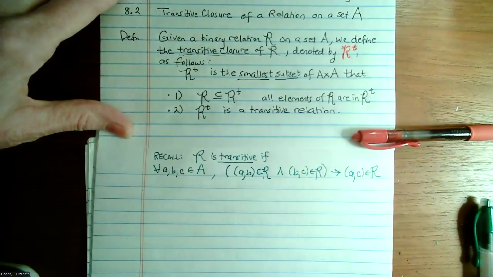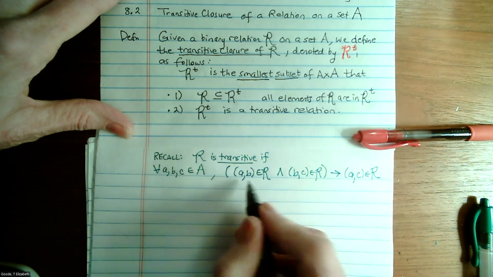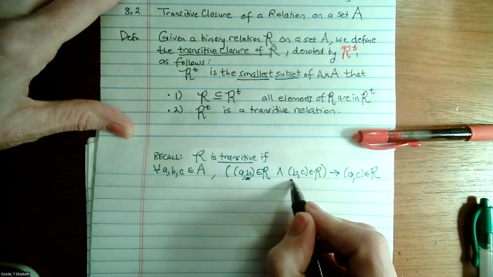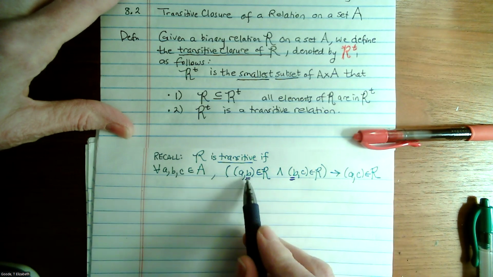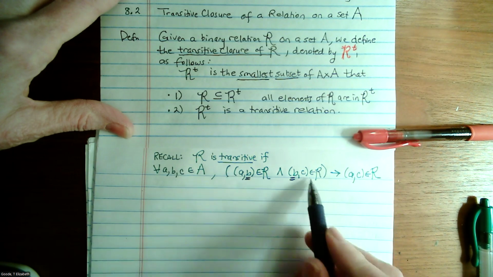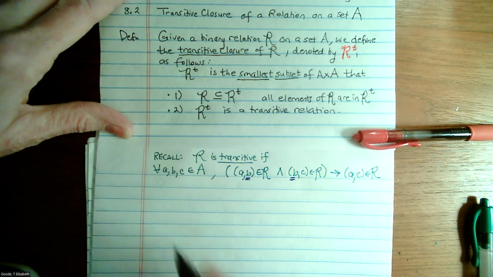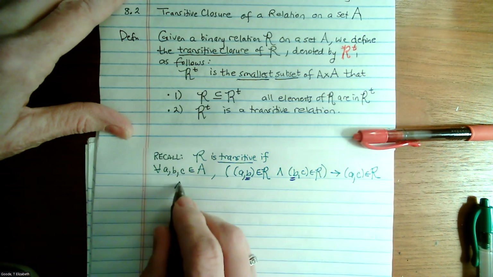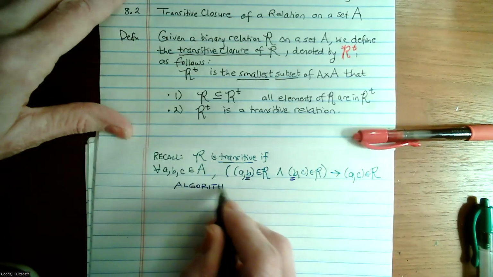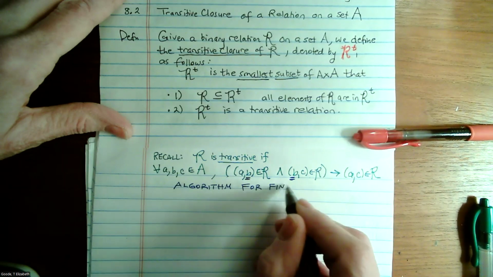In other words, if we see an ordered pair that has the element b as a second coordinate, and another ordered pair that has b as its first coordinate, in some sense we cross over on the b and we get (a, c) in the relation. So we have an algorithm for finding R^T. It's real simple.